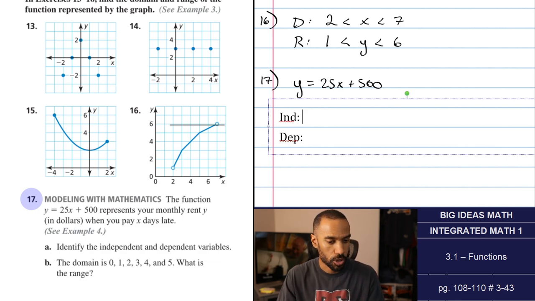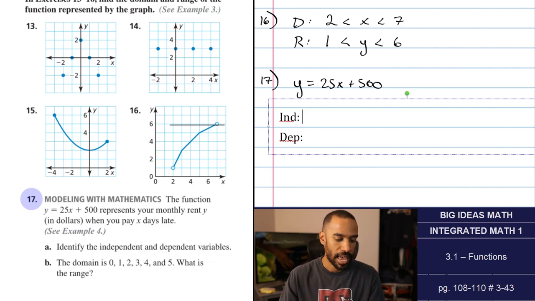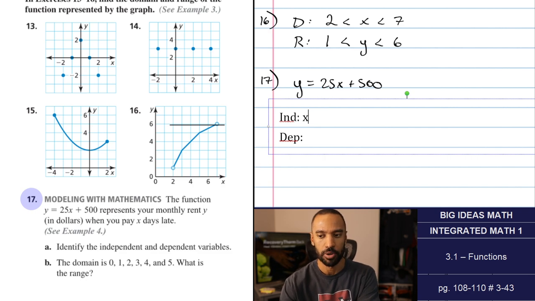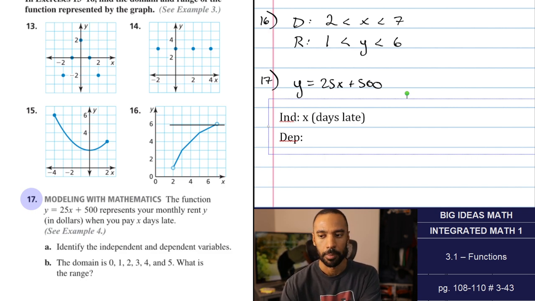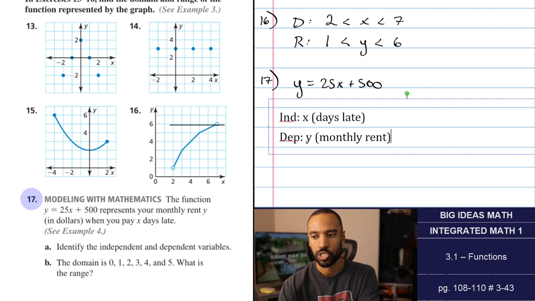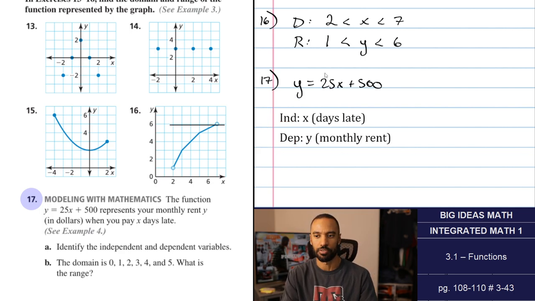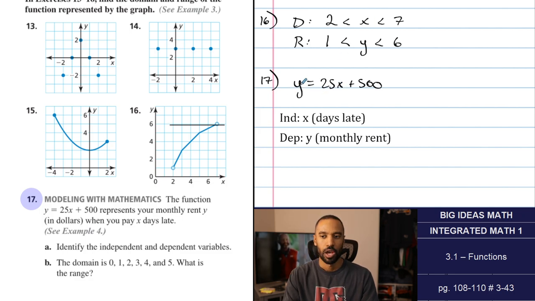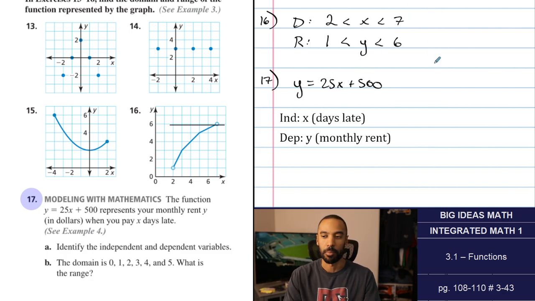They just want the variables or the representation. X is the independent variable, guys. It's the number of days late. Y is the dependent variable. It's the amount you pay, the monthly rent. So I don't know if they want us to represent it in context or to state which variables are which. It's often X is independent, Y is dependent. That's a good thing. But Y clearly depends on X. Whatever X is, I can now figure out Y. However many days late, I can figure out my rent.